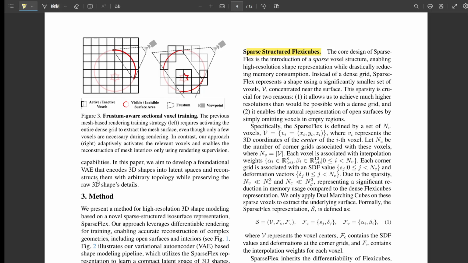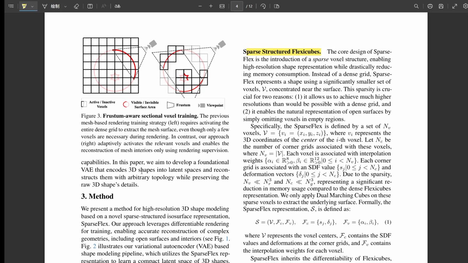Right, SDFs are common. And deformations. Yeah, they allow for finer details. And finally, there's script F sub Z, which holds interpolation weights for each voxel. These are used to reconstruct the smooth surface between the voxels. So basically, SparseFlex packs geometry and detail information efficiently into just these active sparse voxels. SDF values, deformations, weights. Sounds like each active voxel carries quite a bit of information.